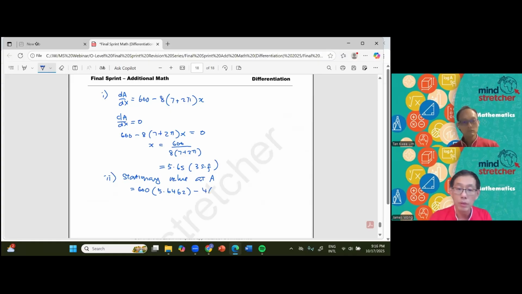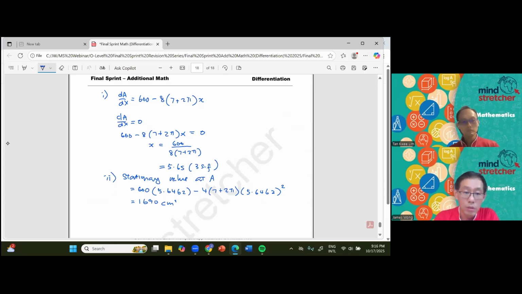So this will be 4, and this is 7 plus 2 pi. And then 5.6462, then you square it. With that, I can find my value. In this case, you should get 1690. Same thing, if I round off to 3SF, 1690 cm squared. So that's my stationary value.